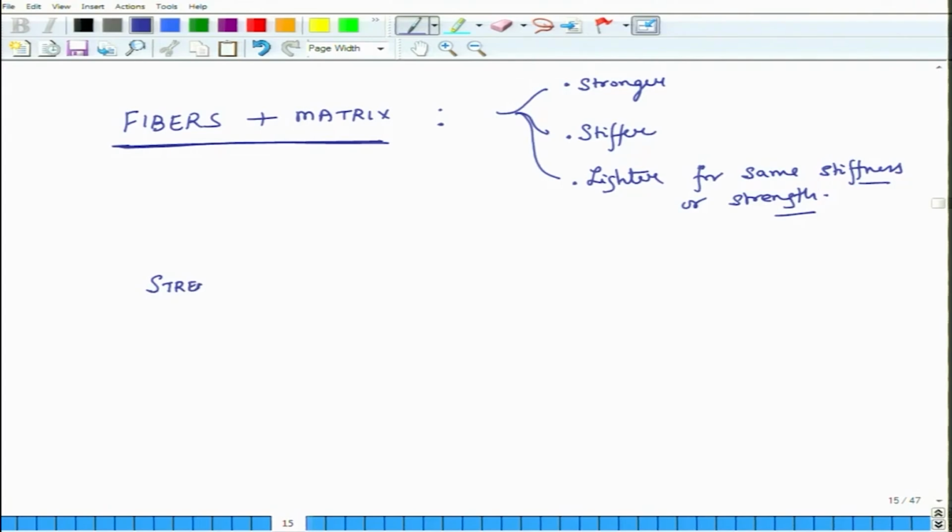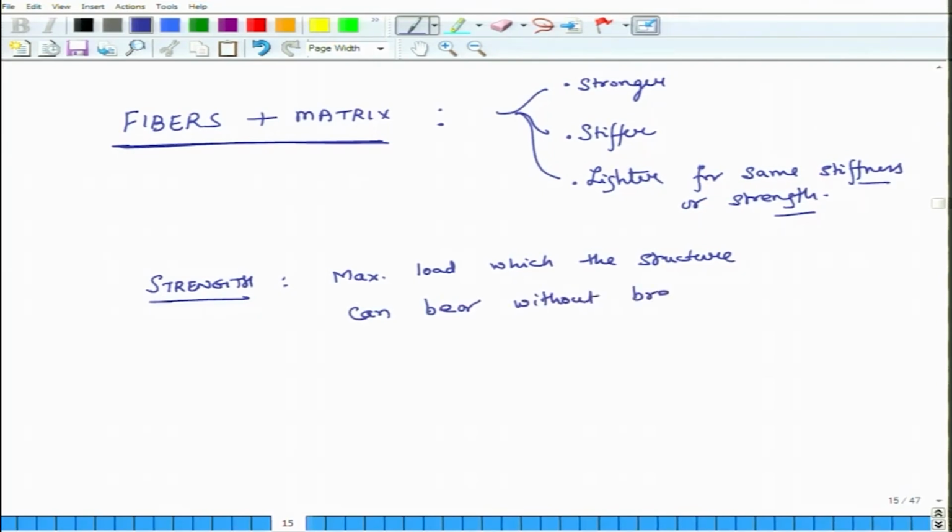Now, before I discuss further, sometimes we confuse between strength and stiffness. So, let us get this clear, what is strength and what is stiffness. So, strength: what is the strength of a structure? It is the maximum load which the structure can bear without breaking.